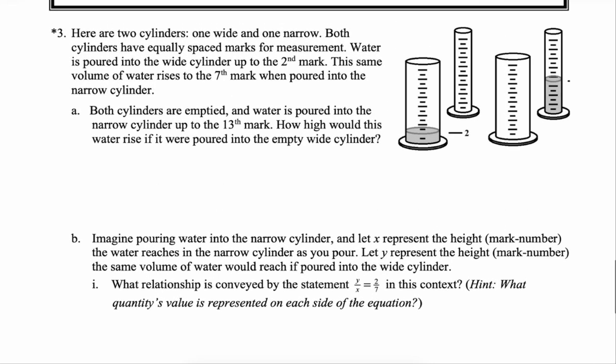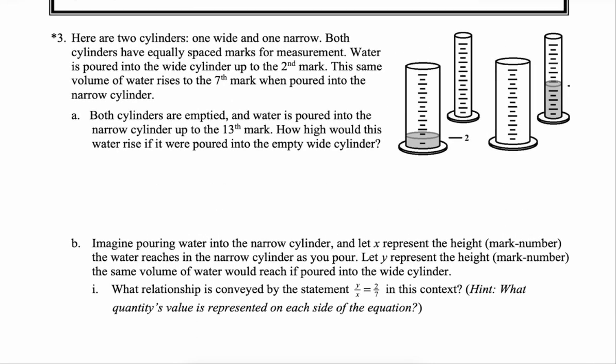So it says here are 2 cylinders, one wide and one narrow. Both cylinders have equally spaced marks for measurement. Water is poured into the wide cylinder, so I'm assuming that's this one, and it goes up to the 2 mark. This same volume of water rises to the 7th mark on the skinny one. So let's put a little 7. There might have been a 7 that I might have missed, but let's put a little 7 right there.